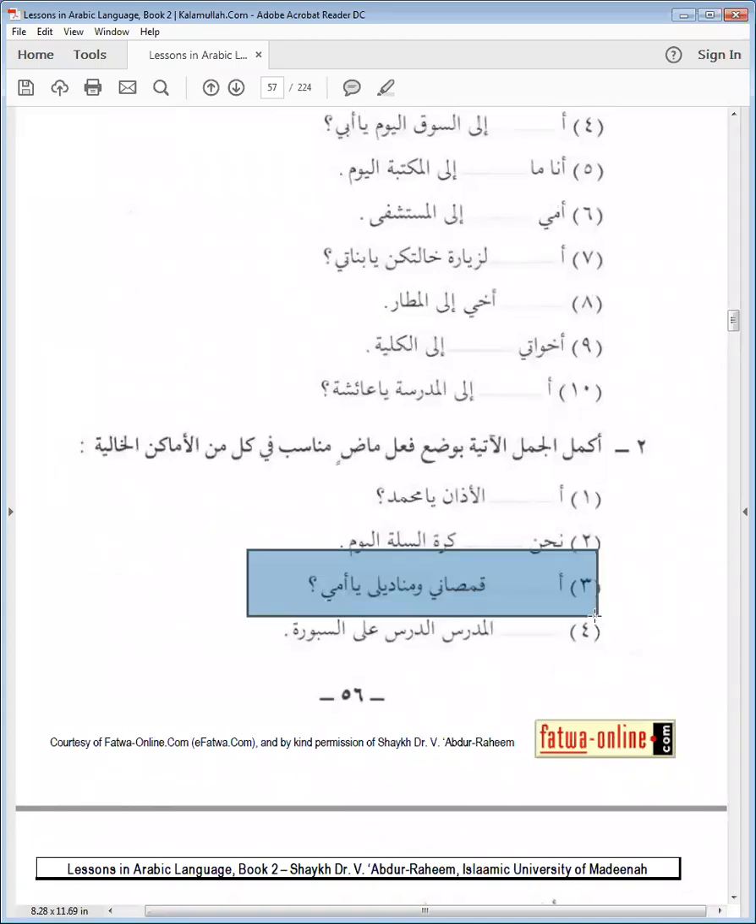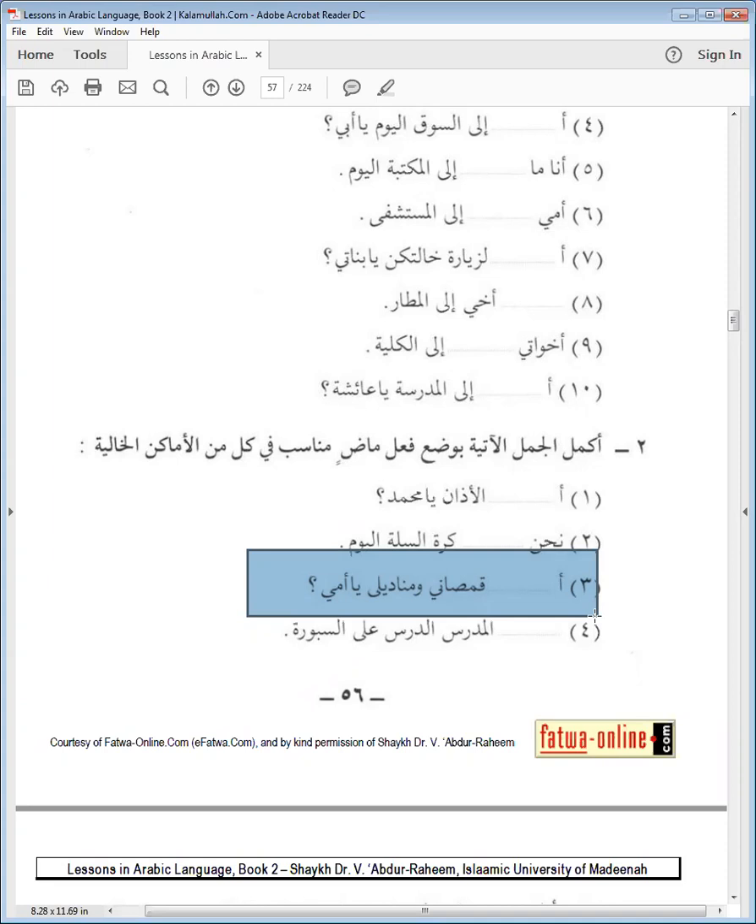So let's look at what is being asked here. So the question again, we have a question mark at the end, so we know it's a question. We have the hamza at the beginning, we know it's a question. All right. So the words that are occurring in the sentence are qumsani and manadili. So qumsan is the plural of qamis. Qamis is shirt. Okay. The plural is qumsan. Why is there a ya at the end? Because it's a pronoun, my, right? So it's my shirts. So it's qumsani, my shirts.